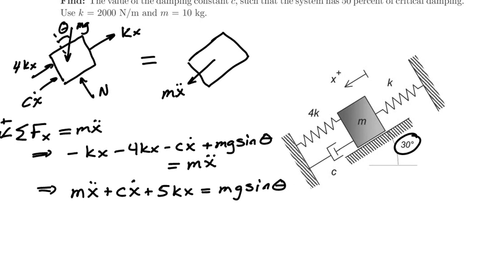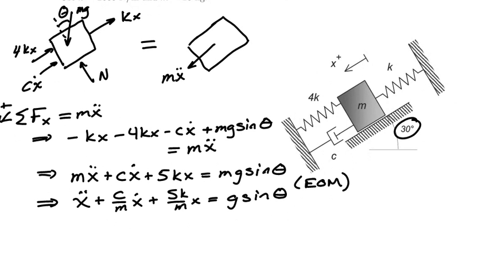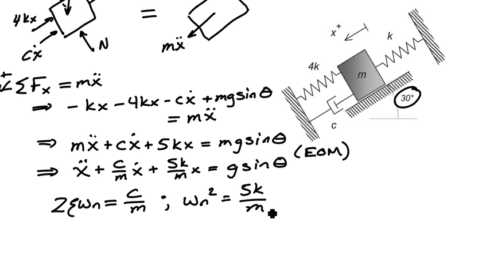Now, because I'm asked for something with respect to critical damping, I need to re-express this problem in terms of a damping ratio and natural frequency. In that regard, I'm going to mass normalize the equation of motion. And if I do that, I'm going to end up with x double dot plus c over m times x dot plus 5k over m times x is equal to g times the sine of the angle theta. At this juncture, I'd ask you to remind yourself that by definition, 2 times zeta times omega n is equal to c over m, and omega n squared is going to equal 5k over m.